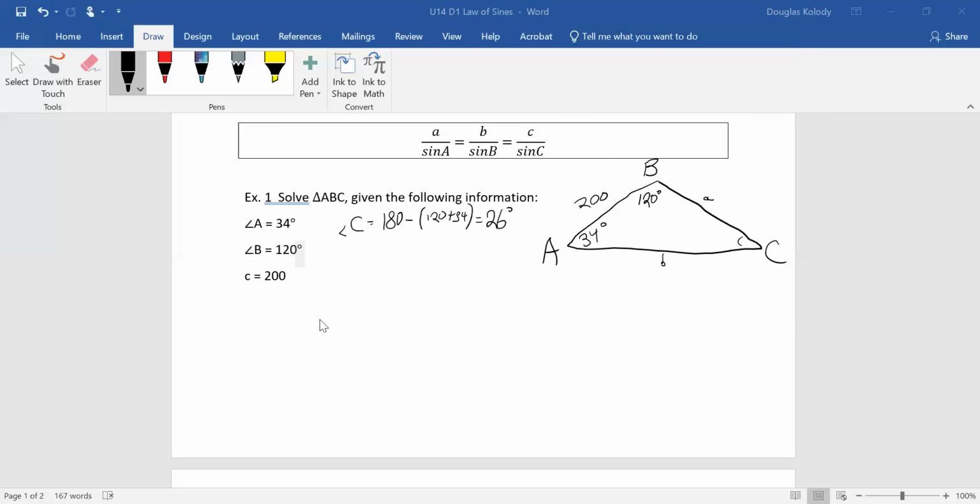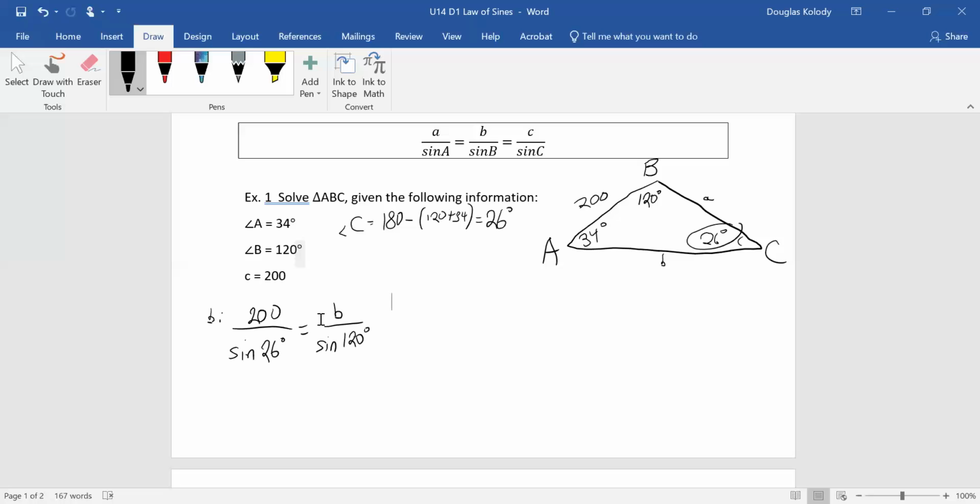Next, let's find side A and side B. But now that we know that this is 26 degrees, we can use this information. I now have an angle and a side opposite that angle. So we need to find side B. So to find side B, I'm going to use side C divided by the sine of angle C, which is 26 degrees. And I'm going to set that equal to B divided by the sine of angle B, which is 120.